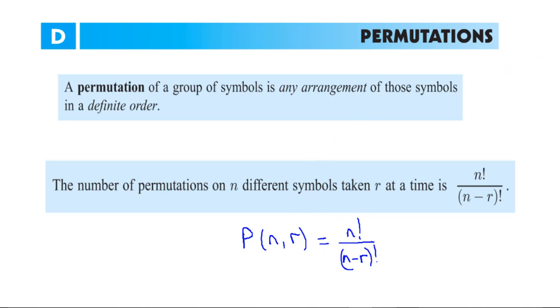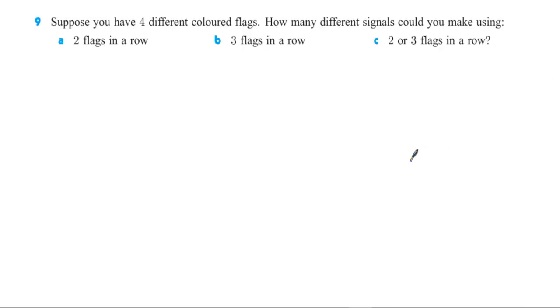So we can say in the problem, for example, suppose you have 4 different colored flags. How many different signals could you make using 2 flags? If you remember in the product principle what we used to do, we have 2 spaces here. I need to fill them. How many choices do I have? I have 4 choices for the first one, 3 choices for the second, and the result will be 12.